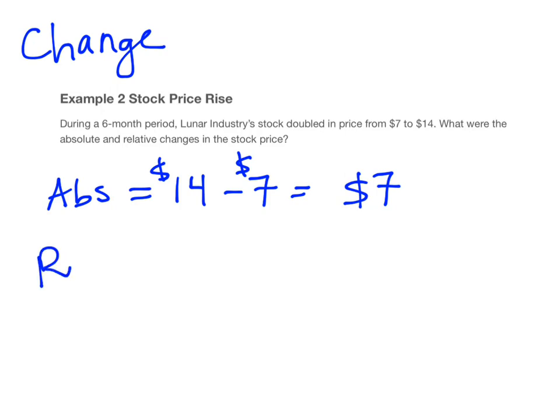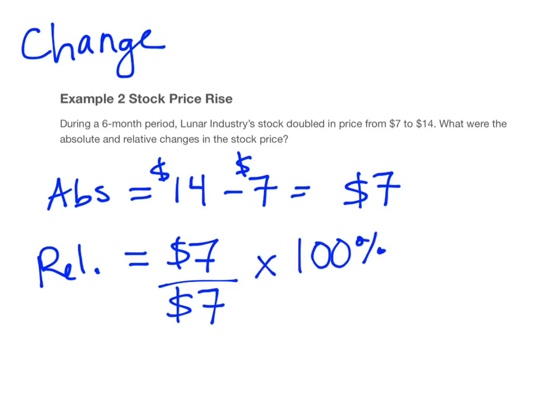Okay, now the relative change, we want to see how large or how small that change is compared to the original price, which was $7. Right, so we'll make a fraction and we'll compare the absolute change of $7 to the reference price, which in this case also happens to be $7. Right? And that's going to give us 1. So we want to describe this in terms of percentages, and you can do that by multiplying by 100%. Okay, so we have 7 divided by 7 times 100%, which is 1 times 100%, which is 100%.